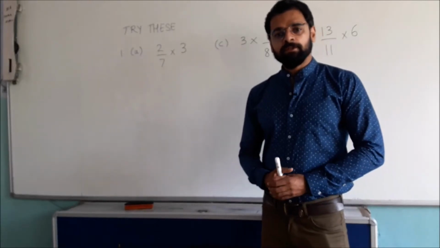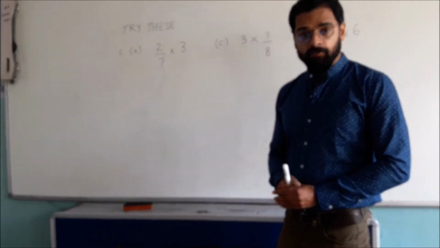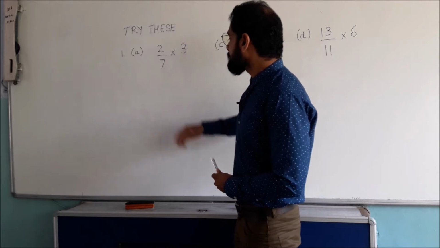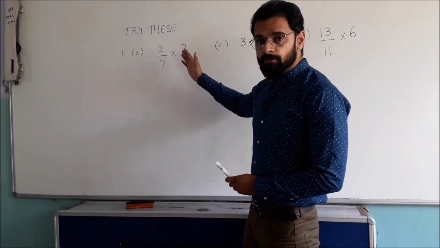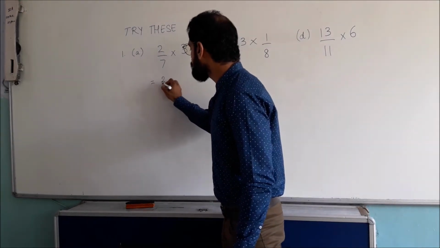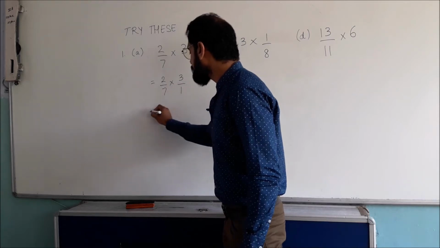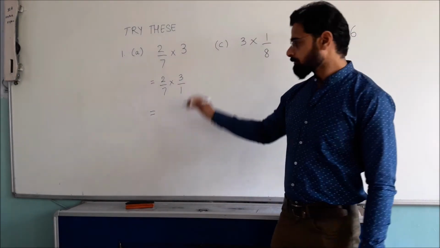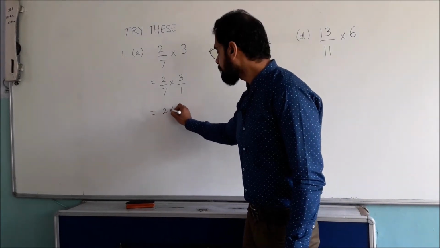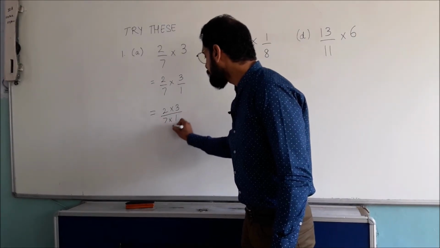Let us discuss a few questions from the exercise. Try these given on page number 34 in your NCERT notebook. Here the first question, A part: 2/7 is to be multiplied with whole number 3. So the first step is changing the whole number to fractional form. So 3 becomes 3/1. Now we are multiplying numerator with numerator and denominator with denominator.